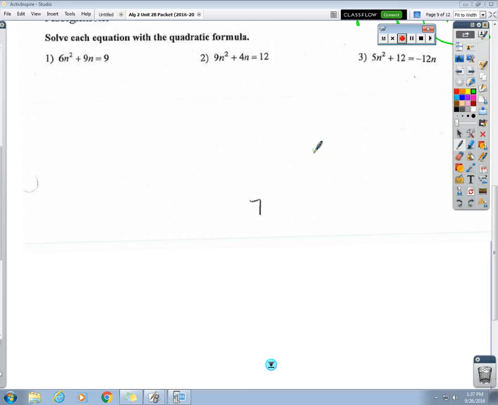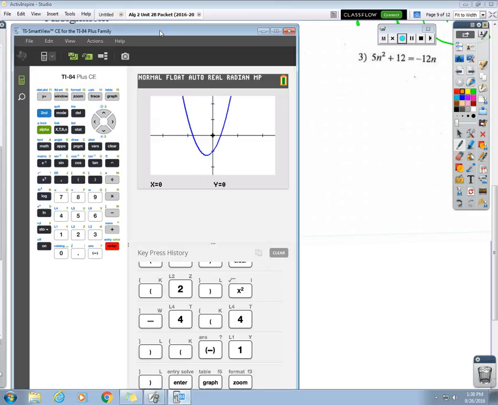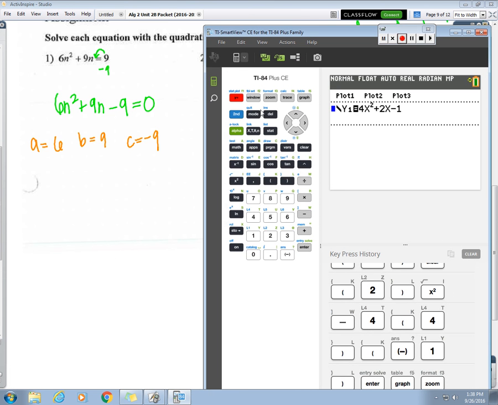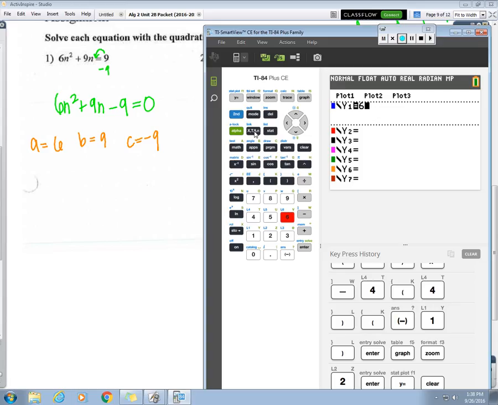Okay, number 1, is this one in standard form? No. What do I need to do to get it in standard form? Right. The 9 belongs right over here, right after the 9n. So that'll be 6n squared plus 9n minus 9 equals 0. Okay, then I need to identify my A, B, and C. What's your A? B? And C? Right? And before I even continue, I'm just going to throw it in the graph real quick, just so I know ahead of time, is it going to be like a complex number answer or a real number?